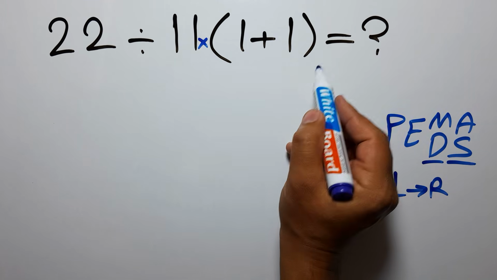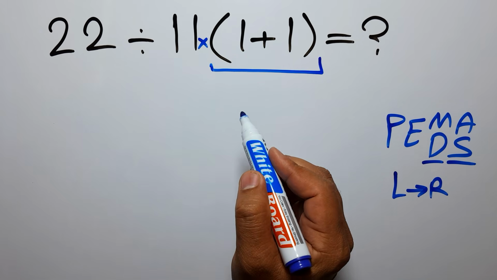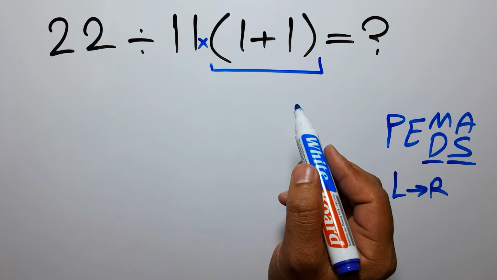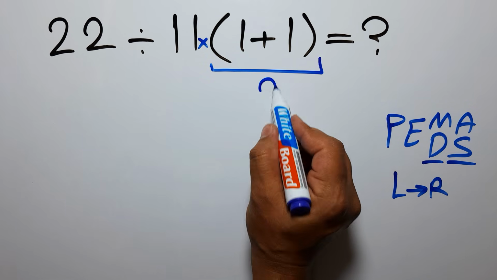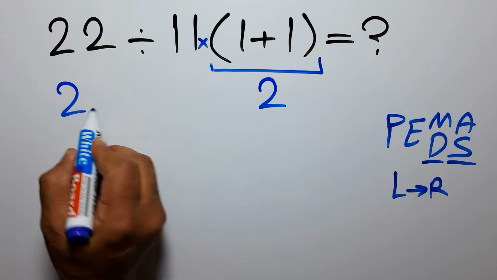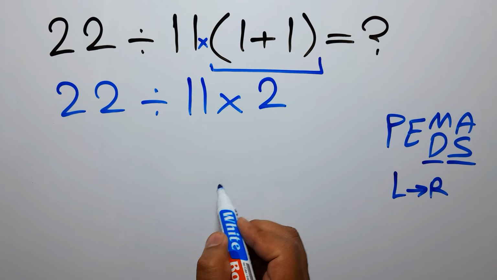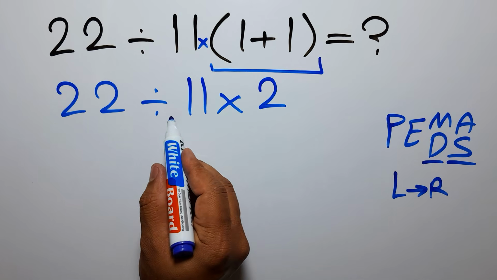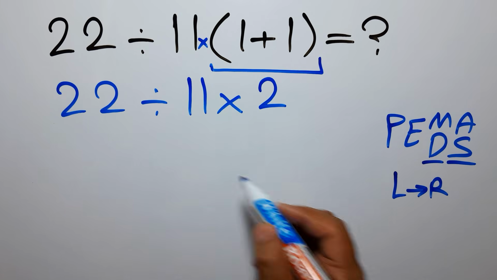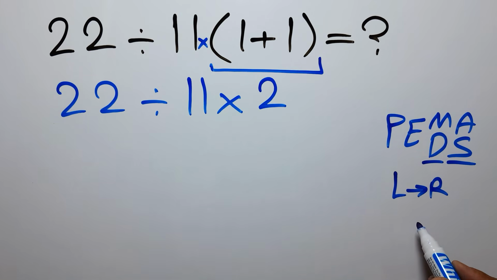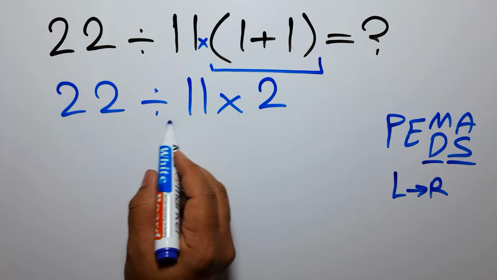So first we have to do this parentheses. Inside this parentheses, we have 1 plus 1, which equals 2. So we have 22 divided by 11, then times 2. Now we have one division and one multiplication. As I said, multiplication and division have equal priority and we have to work from left to right. So here, first we have to do this division.